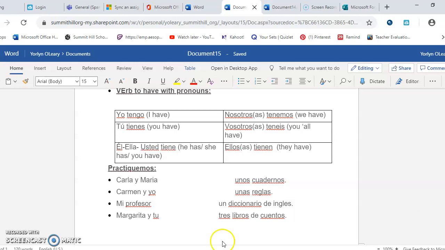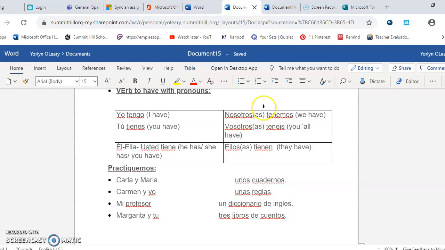So you need to recognize who is speaking in a sentence. So we have Carla y Maria, two girls. Carla y Maria blank unos cuadernos. We need to write the verb to have. All right, and I'm going to put it in red in here. So if I say Carla and Maria, two people in a sentence, it should be on this side, okay? Because on this side, you have the I, the you, singular, the él, ella, and usted. So it's only one person. So right here, we got two people.